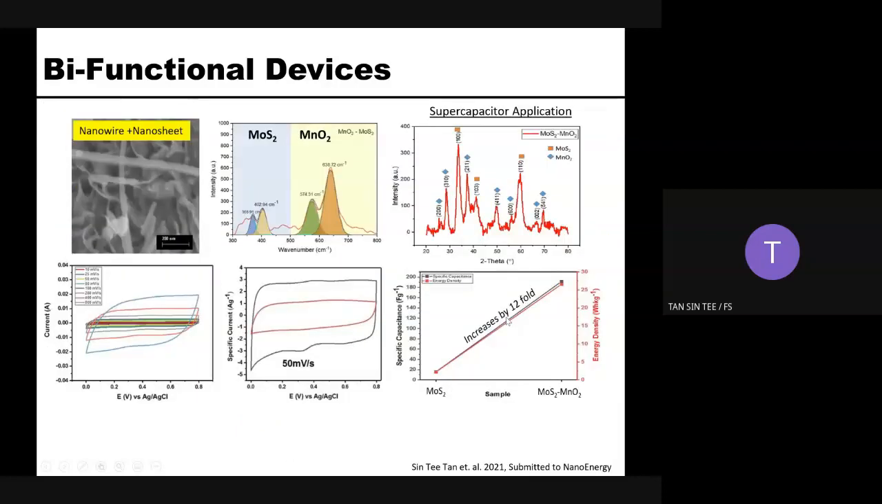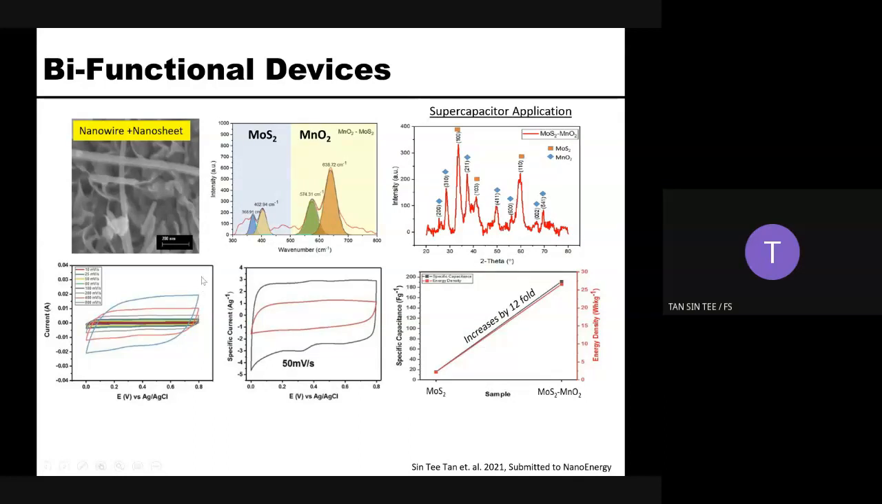So the same material as well, we are testing in the supercapacitor. We have found out that when we tested it in the supercapacitor, the device is not only useful for the glucose sensor, but it can also be used for energy storage devices.